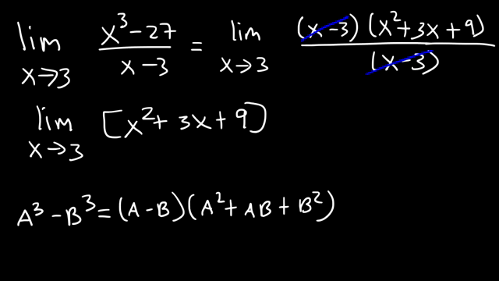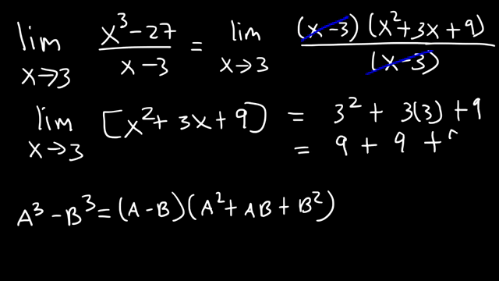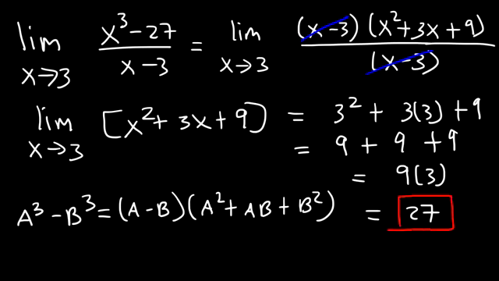At this point, we can use direct substitution. So it's 3 squared plus 3 times 3 plus 9, which is 9 plus 9 plus 9. Adding 9 three times is basically multiplying 9 by 3. And so this limit is equal to 27. Now here's another problem that you can work on.